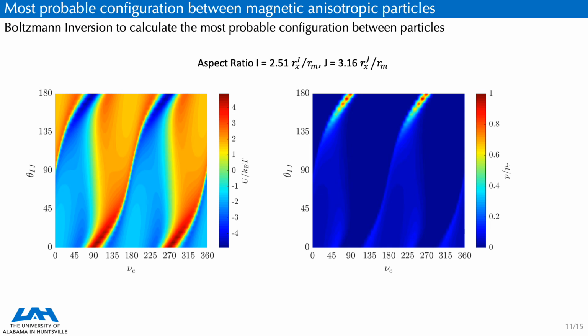Here we found that we could invert our energy landscape to get probability. As you can see on the left, there is a very low energy at a theta ij of 180 degrees and a nu of about 90. On the figure on the right, you can see at that same location, there's a dark red circle, which indicates high probability.